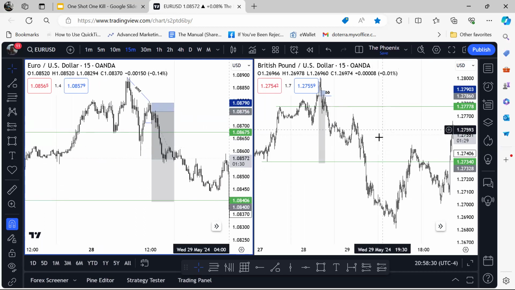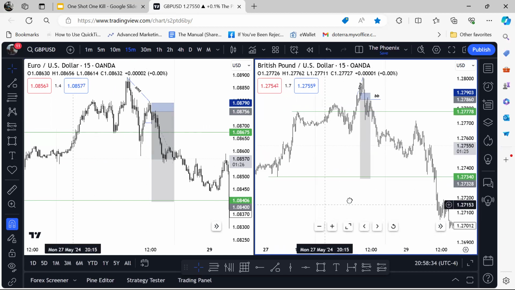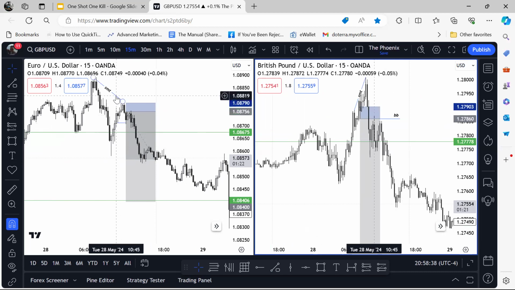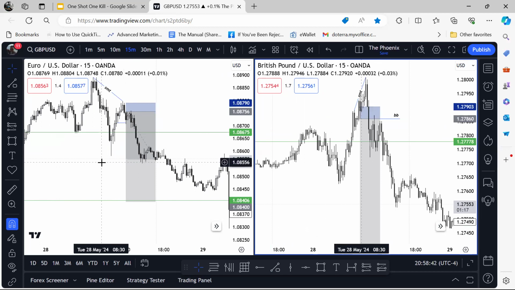So at the high of the week on both EU and GU, we had the SMT divergence, right? And after the divergence, remember I told you that all the PDREs that are formed after the SMT divergence confirmation, which is the next leg of the SMT, anything that forms after that is high probability.